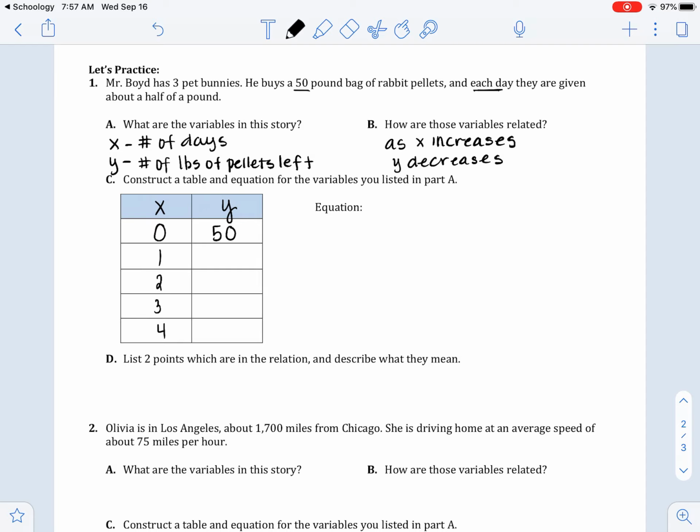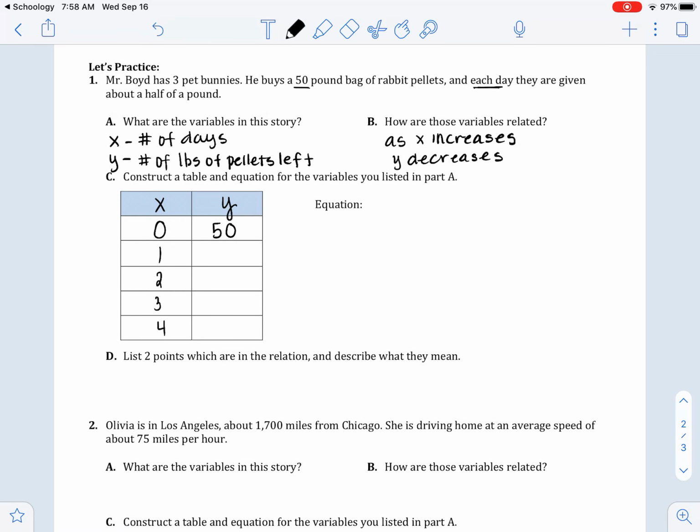Okay, so after 0 days or when he buys the bag, it has 50 pounds in it. Remember, each day he's giving them a half pound. Now, this is a little bit confusing because is he giving a half pound per rabbit? Or is he giving a half pound for all of them? For our sake, we're just going to say a half pound for all 3 rabbits to make it so we're all doing the same thing here. It'll be less confusing if you were doing it on your own. Okay, so a half pound for all 3 rabbits. He'll have 49 and a half pounds left. And on day 2, 49, 48.5, and 48.